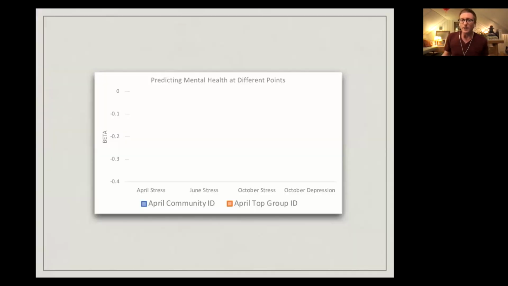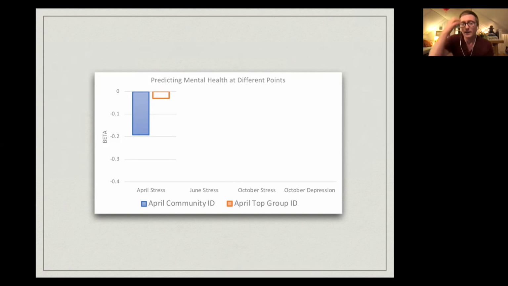So what we're going to be doing is predicting stress at these different time points from the two forms of identification. How identified were they in April, early on in the pandemic, with their local community, as well as this group they'd identified as very important to them. And to orient you toward the graph, most of the graphs are going to be like this. What I'm plotting are regression coefficients, or standardized beta coefficients.